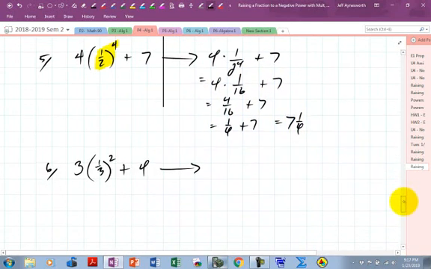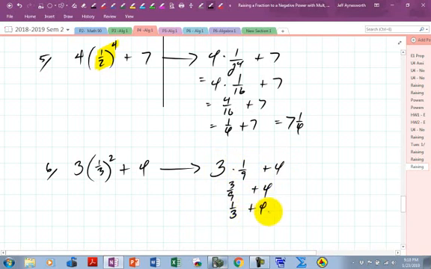All right, try number 6. All right, on this one you get 3 times 1/9 plus 4, which is 3/9 plus 4, which is 1/3 plus 4, or 4 1/3. So you got to be good at multiplying the fractions. Just simply multiply the numerators. 3 times 1 is 3. Look at that. 3/9 is 1/3. That's called simplifying. And then you simply add.